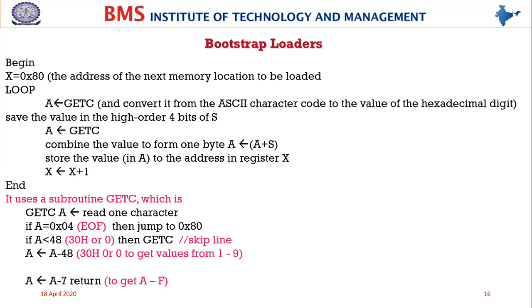And then A minus 48 is done so as to understand whether it is a character that is 1 to 9. If not, it is not 1 to 9. Then again, we are going to do A minus 7 so as to find whether the value is between A to F. So this is a verbal representation of the algorithm for your Bootstrap loader. So you can understand it either from the program or from this. The larger number of decimal and hexadecimal values leads to a bit of confusion. That's what is happening. Otherwise, it is a simple program.